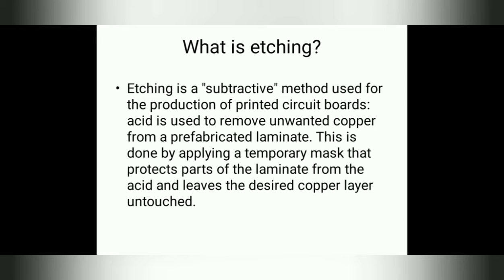What is etching? Etching is a subtractive method used for the production of printed circuit boards. Acid is used to remove unwanted copper from a prefabricated laminate. This is done by applying a temporary mask that protects parts of the laminate from the acid and leaves the desired copper layer untouched.